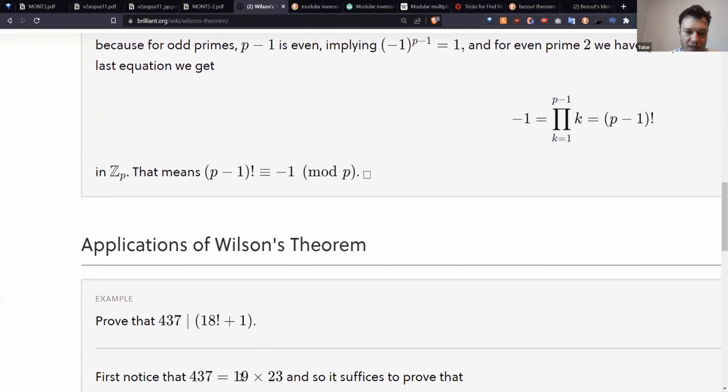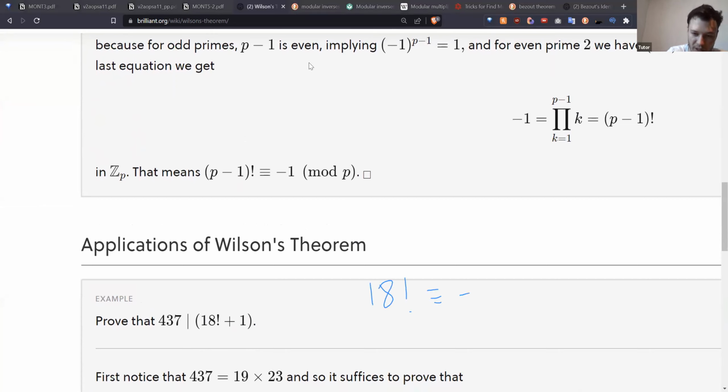Well, what do you see? You see that 437 is 19 times 23. You can check that 19 is a divisor and this one is a divisor. Why is that the case? Because 18 factorial is congruent with minus 1 mod 19. If I move it to the other side, 18 factorial plus 1 is congruent with 0 mod 19, so 19 is a divisor.